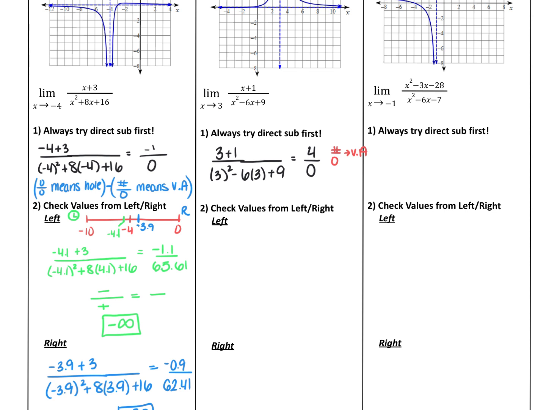I'm just going to draw myself a nice little number line again. Here's 3. Oh, wrong way, sorry. We know that this could be 0 and that this could be like 5 or 7, right? So a number from the left side is coming in from here. Something really, really, really close, so maybe 2.9. Everywhere we see an x, we're going to put in a 2.9. So again, 2.9 plus 1 over 2.9 squared minus 6 times 2.9 plus 9.